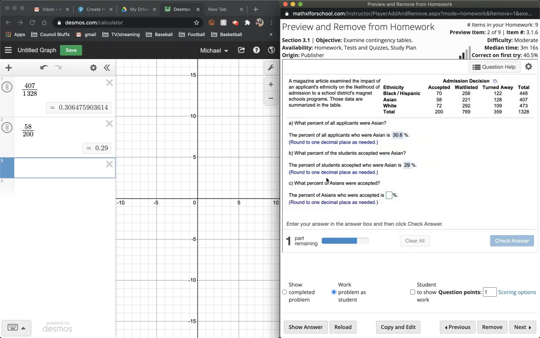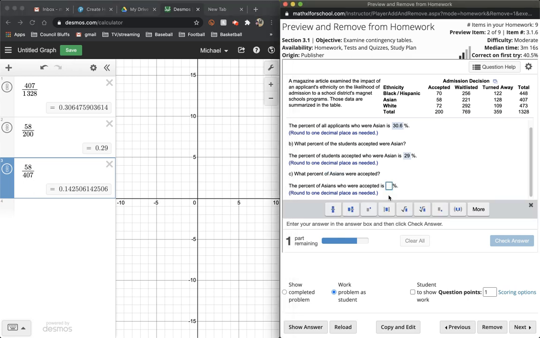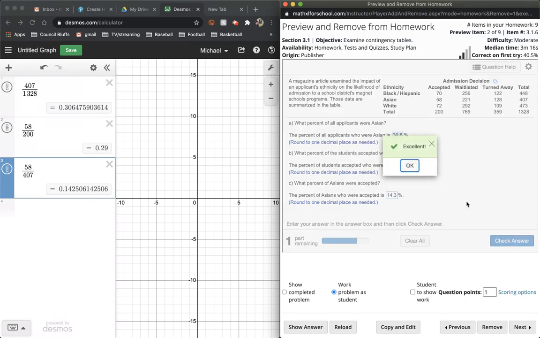Okay. Part C, this is going to be a little different. What percent of Asians were accepted? So out of all of the Asian students, so out of the 407 total Asians, how many of them were accepted? 58. So that's going to be 58 out of 407. And if we round that to one decimal place, that's going to be 14.3. So that 2 has to get rounded up to a 3. So 14.3%.